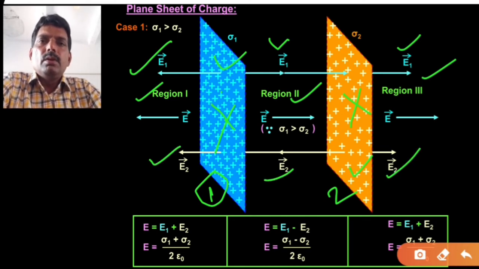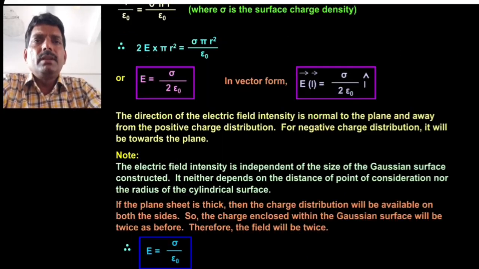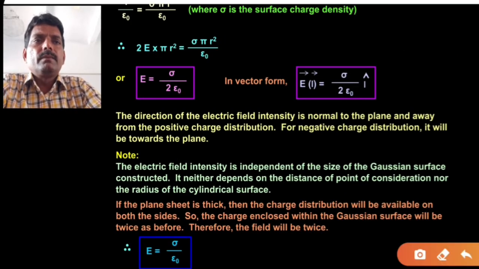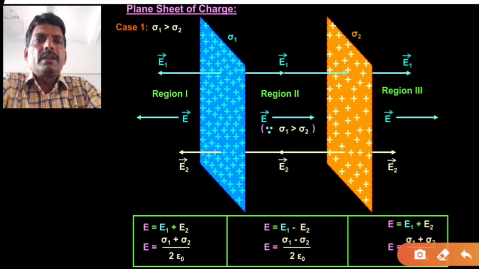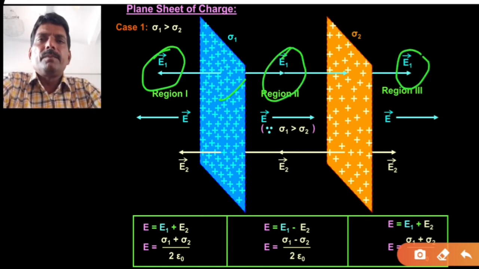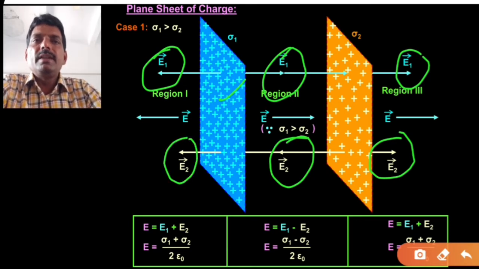Now you know for the positive charge the direction of the electric field is away from the charge. So you can see here for this particular sheet, E1 is away, here also E1 is away, here also E1 is away. For this sheet 2, E2 is also away, this is E2 which is away, E2 is here also away, and E2 is also away in this region.